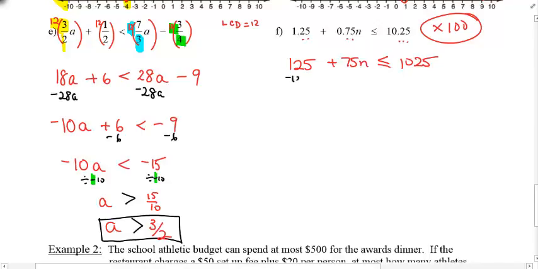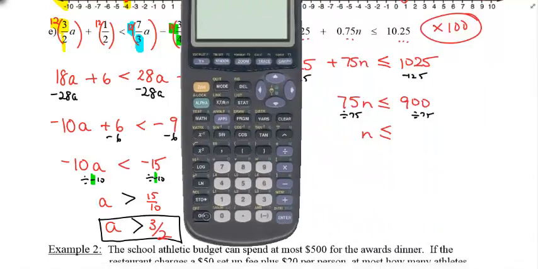Solving this now by subtracting 125. 75n is less than or equal to 900. And let's divide both sides by 75. Notice in this case, dividing by a positive number, no need to go ahead and switch the sign. 900 divided by 75. How about 12?